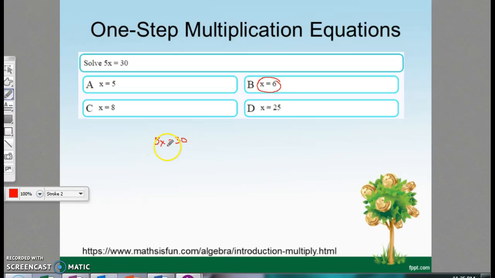I want to keep this equation balanced, so whatever I do to one side, I have to do to both sides. So I'm going to divide by 5 here because I want to turn that 5 into a 1, and 5 divided by 5 is 1. If I do it to that side of the equals, I have to do it to this side of the equals. So now these guys cancel out, and I get x equals 30 over 5. Well, I know that 30 over 5 is just a fancy way to say 30 divided by 5. So x equals 6. So if I am multiplying a number times a variable, I just divide to get rid of it.